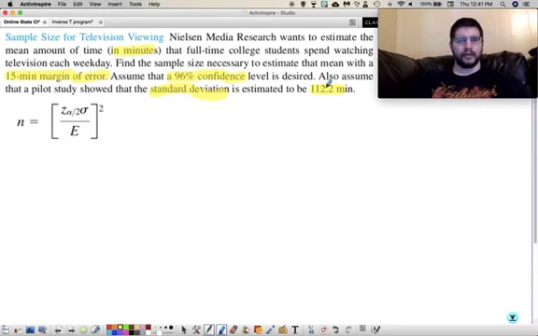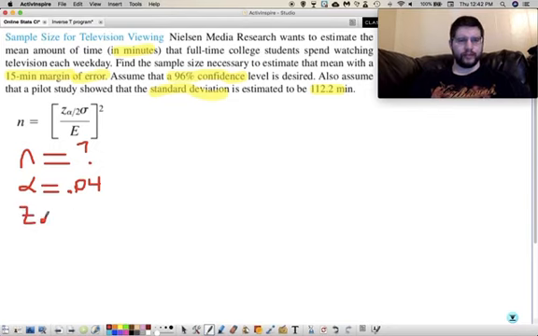Let's see, we've got our standard deviation, we've got our error, and we've got our confidence level. Write them down. And what we're looking for, alpha is 0.04, don't forget to cut it in half. Z of alpha over 2, why not? We need to figure out what that is. Sigma is 112.2, and error is 15.